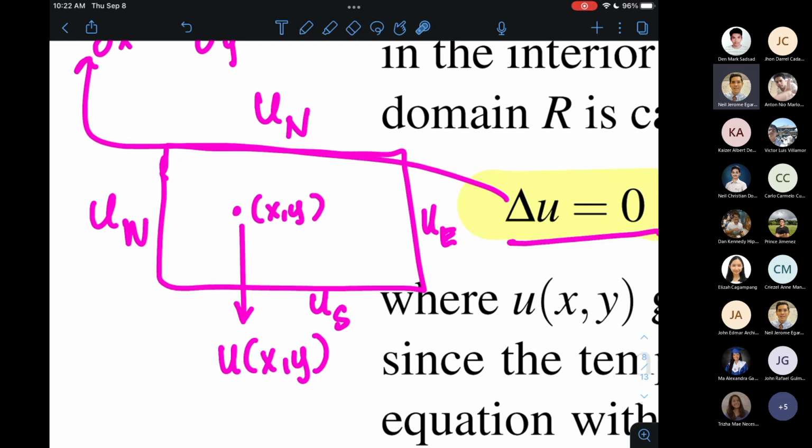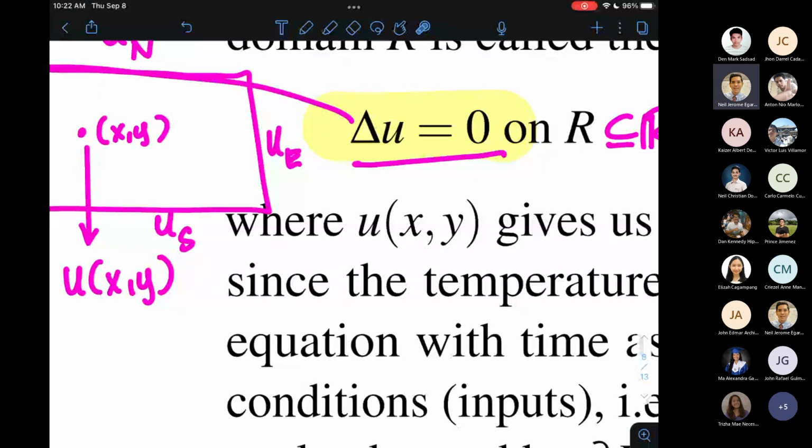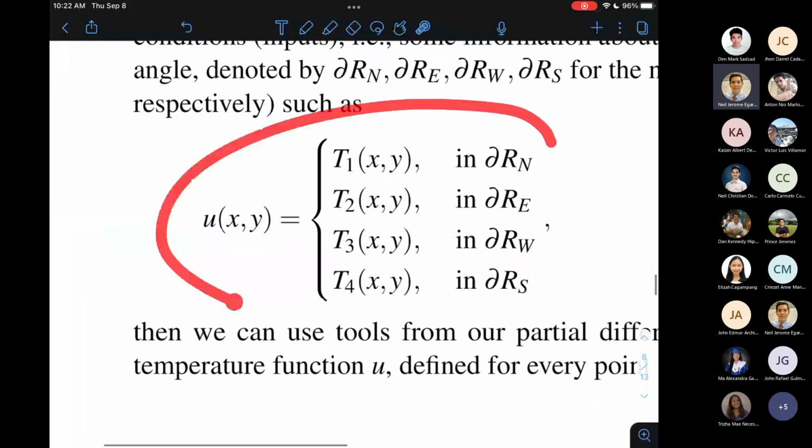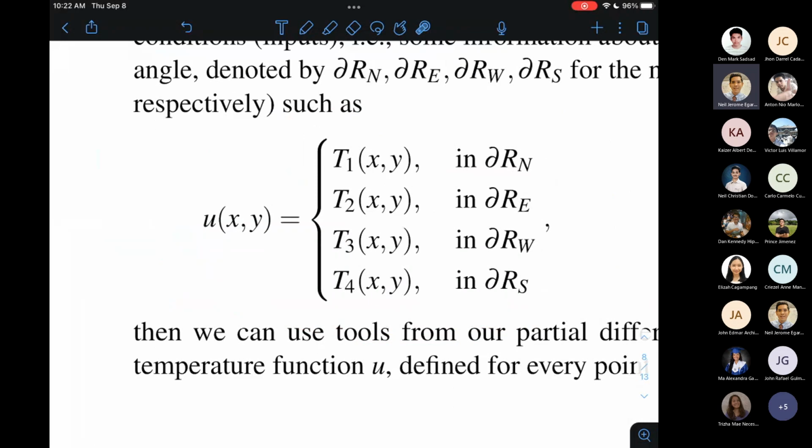So if you want to predict the temperature on the interior of the domain R, then what we'll need to do is to solve the partial differential equation, which is a boundary value problem. So we want to find the function u representing the temperature on the domain R such that its Laplacian is equal to 0 plus the given inputs. The inputs are the boundary conditions. Sorry, T1 to T4 pala yung ginamit ko rito. So temperature sa northern, sa eastern, sa western, at saka sa southern boundary.